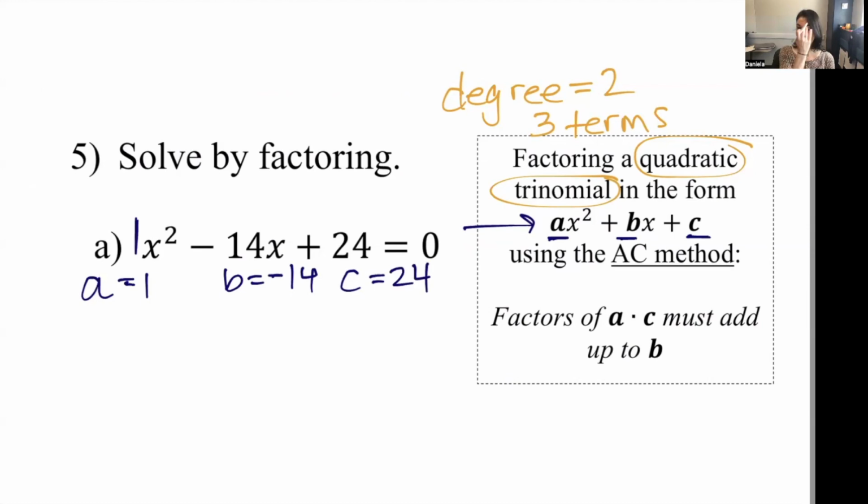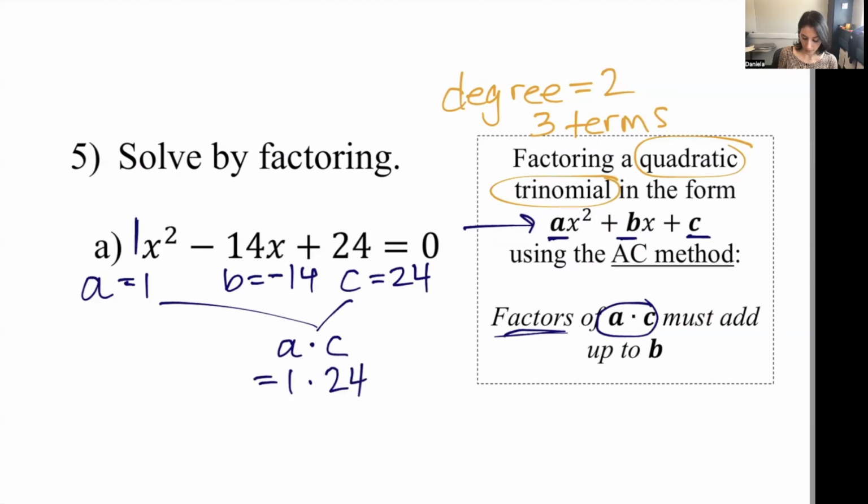So now, what is the AC method and why is it called the AC method? Well, because you're doing A times C, and then we're going to do a factor tree of that. So we're multiplying A and C together. That's 1 times 24, which is positive 24. And now we're going to do a full factor tree of that.